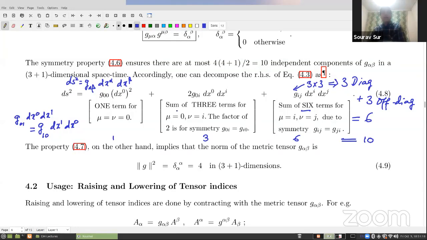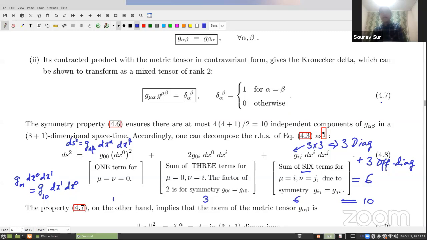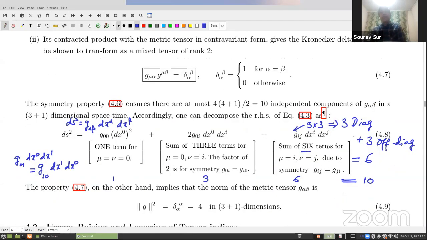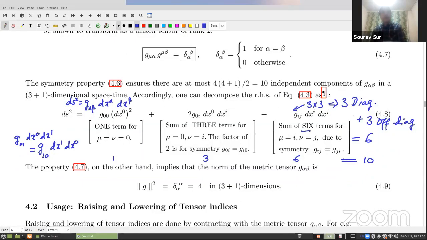The property 4.7, that is this property, on the other hand, implies that the norm of the metric tensor is 4 in 4 dimensions. So this is the relationship. What does that mean? If you trace this, the trace of the Kronecker delta is delta alpha alpha, which is 1 plus 1 plus 1 plus 1, 4. And this is nothing but g alpha beta, g alpha beta.